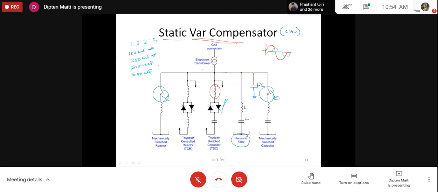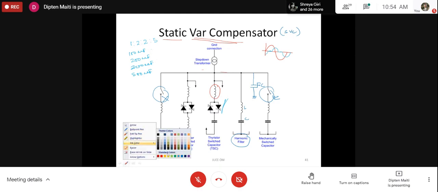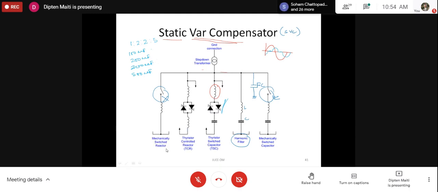So that means we can have variation of the reactive power which would be in steps, and that is equivalent to 100 microfarads of capacitor. So you cannot have any value in between. So that is done by this TCR. What TCR does is that, because that is an inductive reactor, that provides some inductive reactance, so that would draw from here.